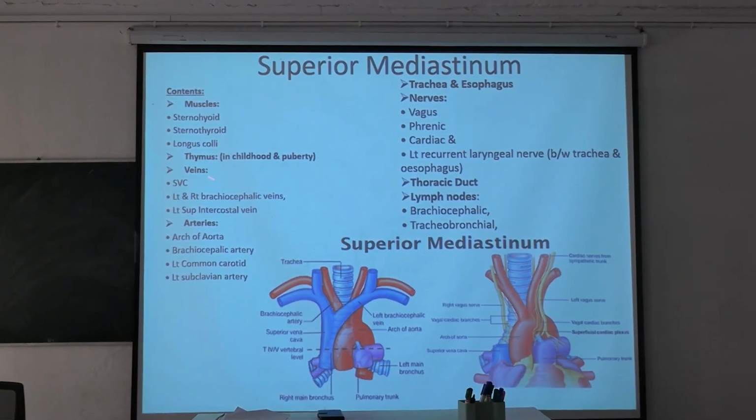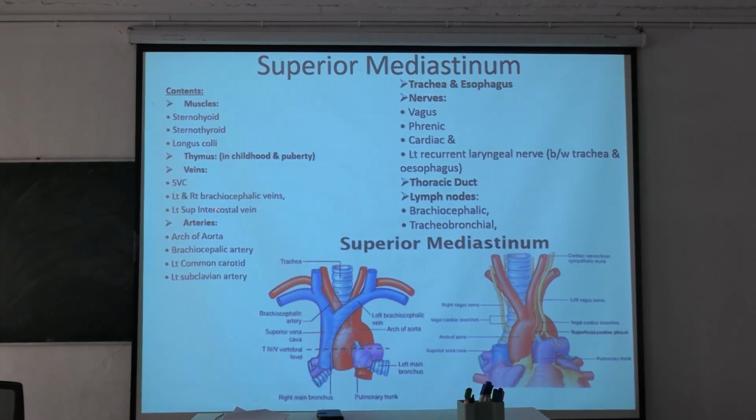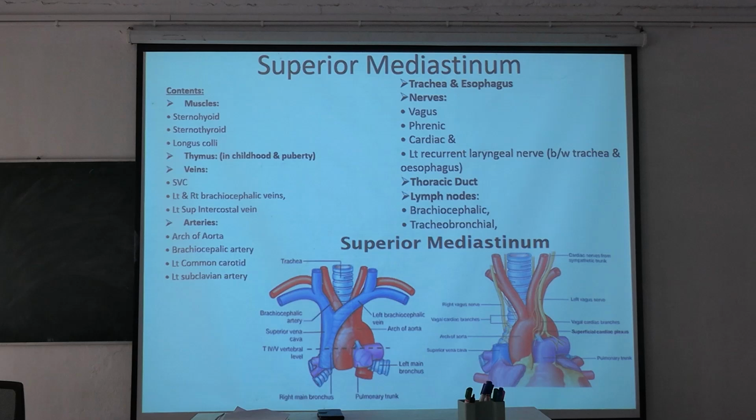Veins. Veins are the superior vena cava, right and left brachiocephalic veins and left superior intercostal vein. See here, right and left brachiocephalic veins, these two are joined to form the superior vena cava and these are located in the superior mediastinum. And the left superior intercostal vein, on the left side, first, second and third intercostal veins join to form the left superior intercostal vein. This is a small vein, sometimes you can see it during the dissection.